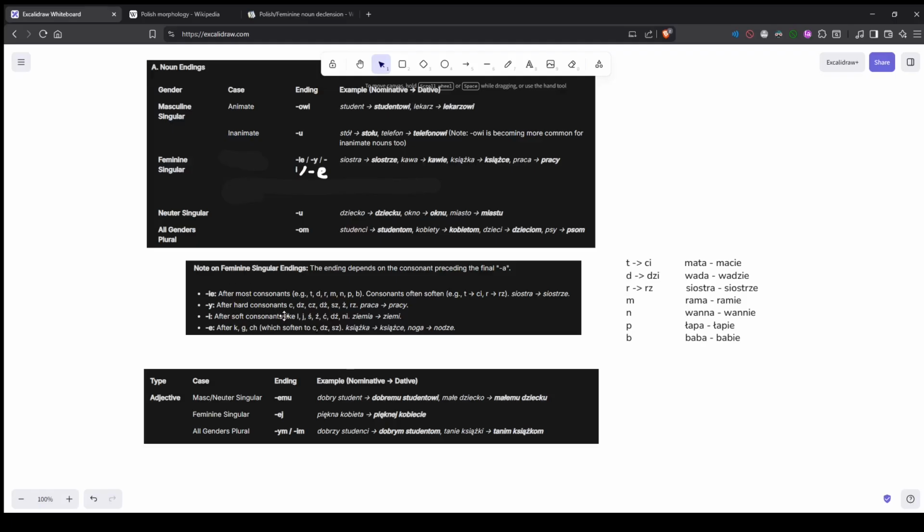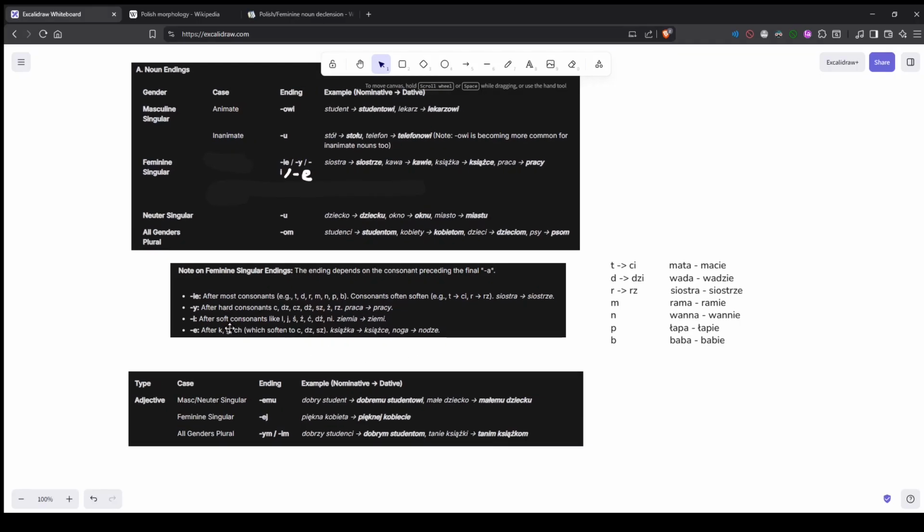The second group is the hard consonants such as c, z, ch, j, sh. Okay? So if the last consonant or diphthong is any of these, then you add y at the end. So for example, praca, pracy.